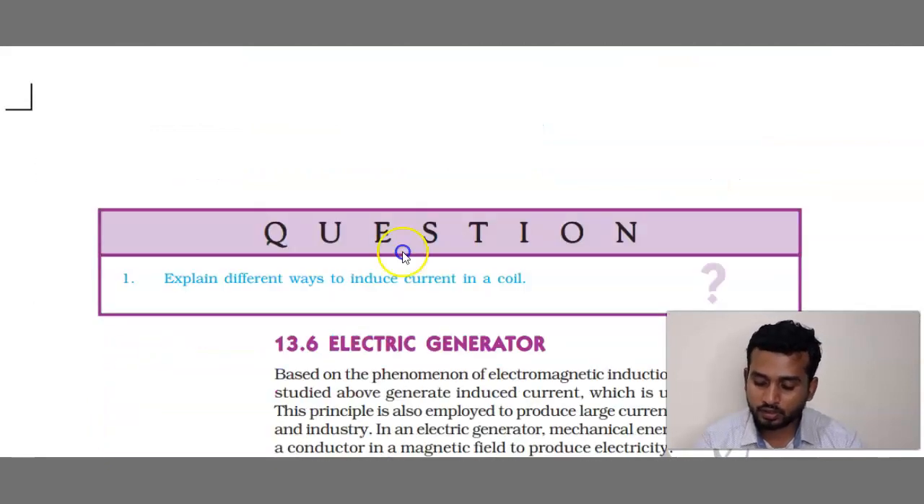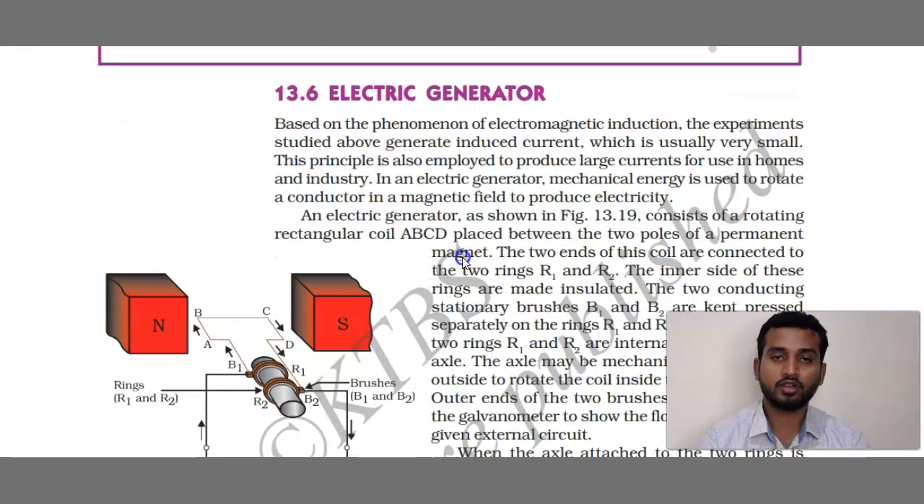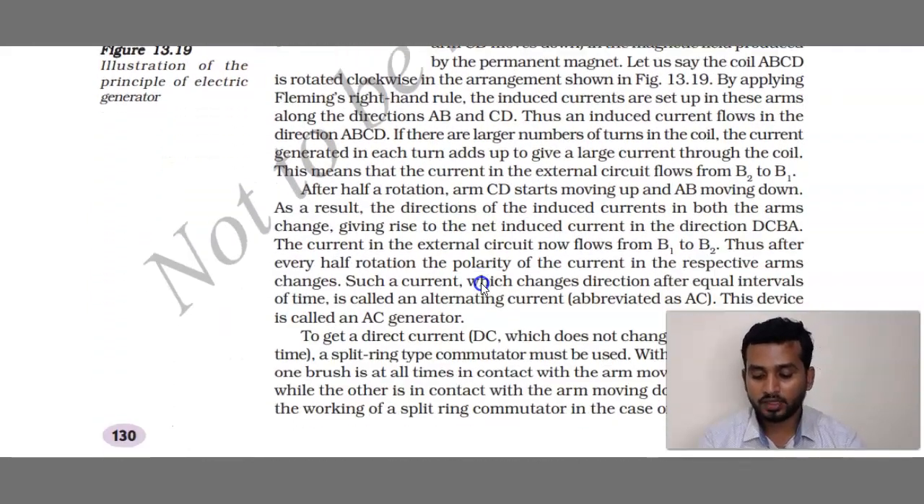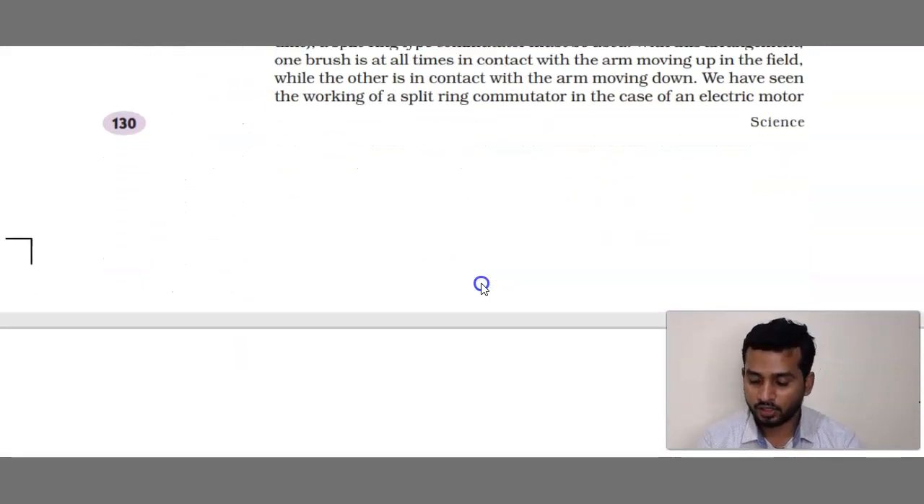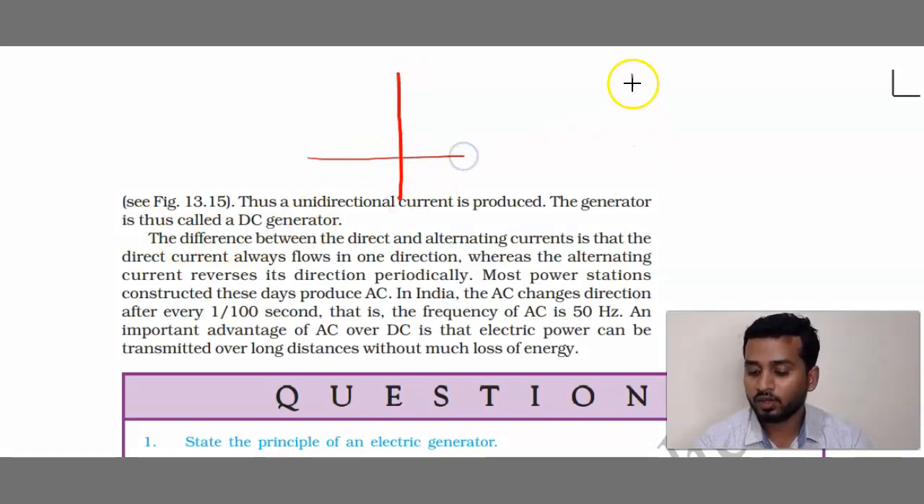Okay, and next you can just answer this question. Next, even here also, explain the construction and working of an electric generator. You can study, and write the difference between AC generator and DC generator. Differences they can ask you between AC generator and DC generator, and they can ask you the graph. What is AC and what is DC?